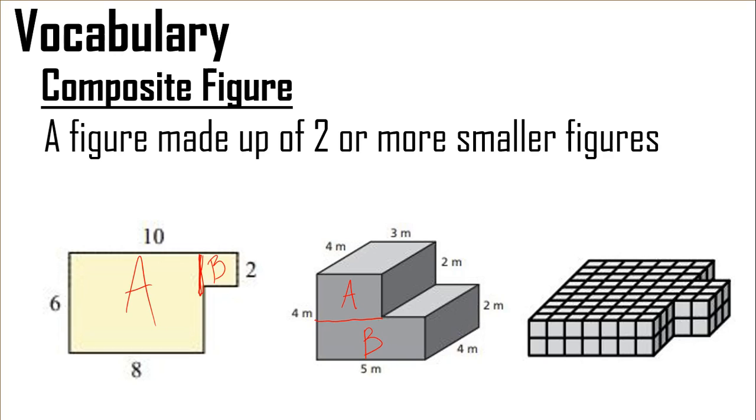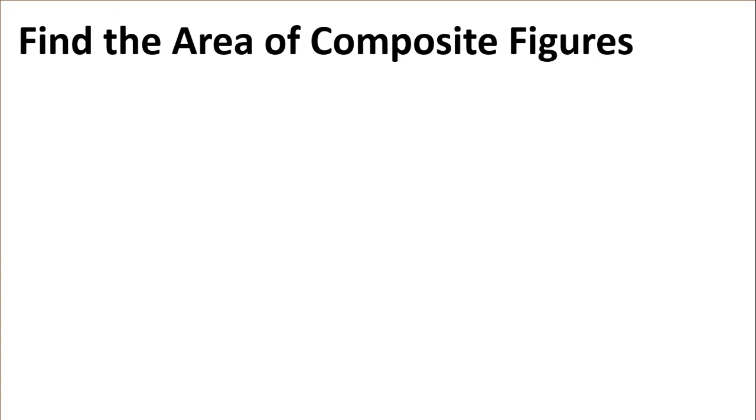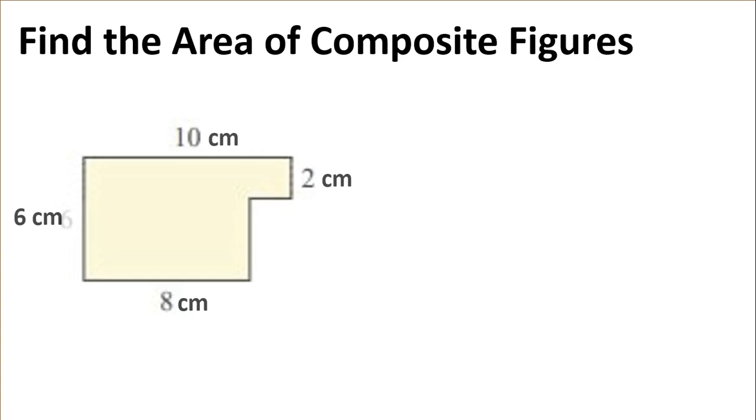We can also use unit cubes to find a composite figure's volume. Here, we can separate this composite figure into two rectangular prisms. The one on the left can be A, and the one on the right can be B. We're going to be focusing on this one here today, using just the formula to help us find the volume of a composite figure. Let's start by finding the area of a composite figure.